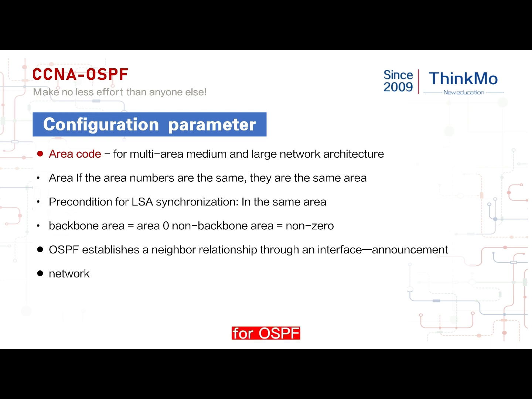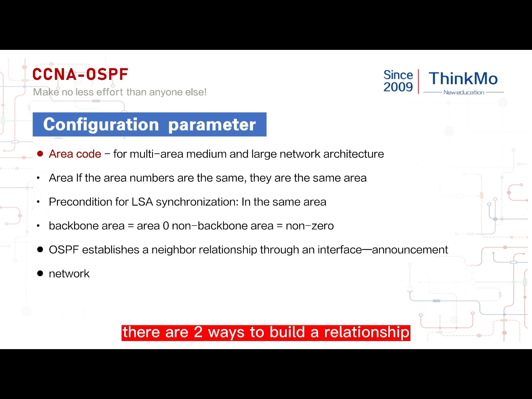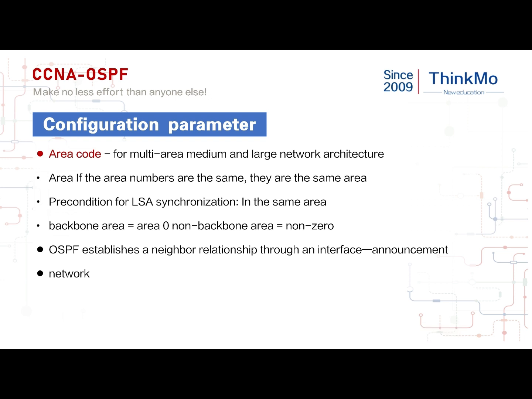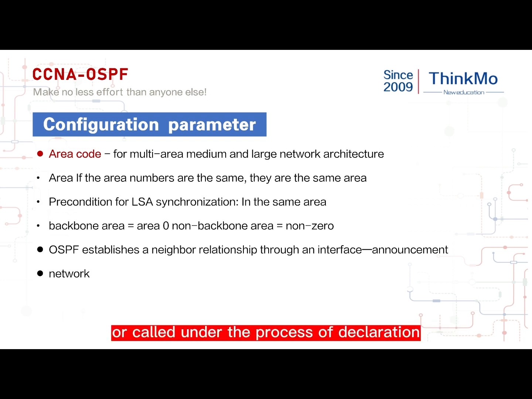For OSPF, to build a neighbor relationship it is necessary to use the interface. In fact, EIGRP is the same. They all work through the interface. So how do we put the interface in OSPF? This is also called network. We will also configure it today. There are two ways to build a relationship. One method is called the declaration under the area, or the declaration under the process.